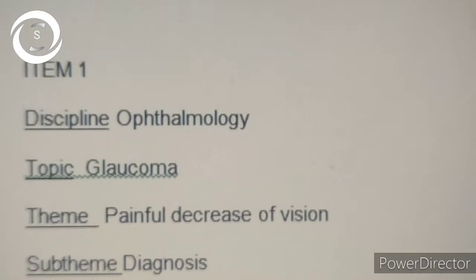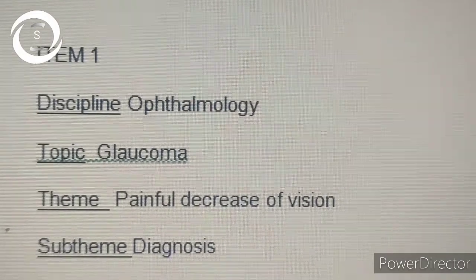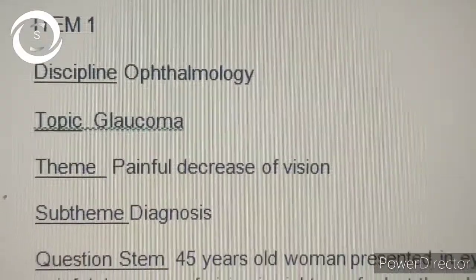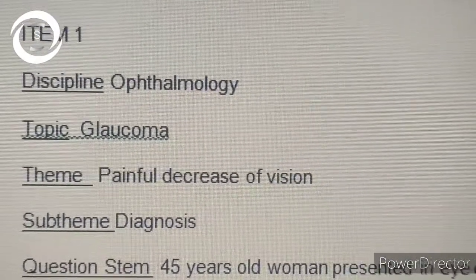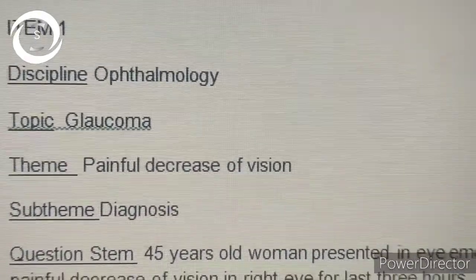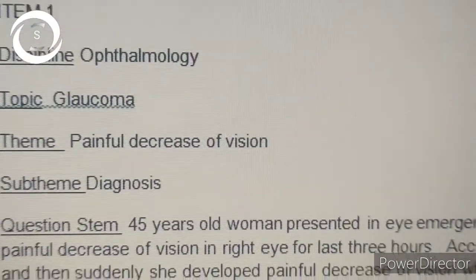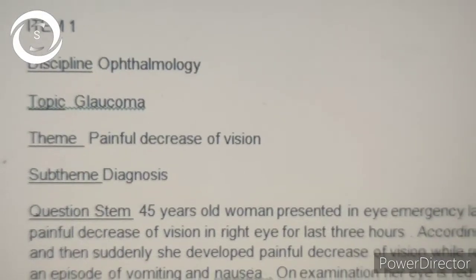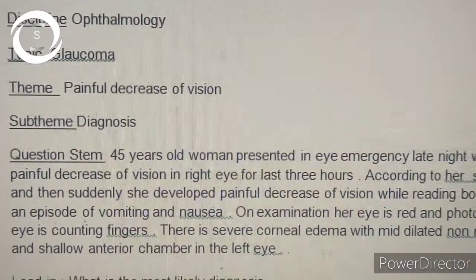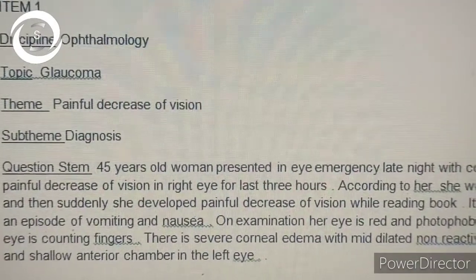Then comes the theme. Now theme is very important. Theme means the symptom of a patient, like decrease of vision. You can add pain, or you can just write in theme decrease of vision, or pain in the eye, or itching, or deviation of the eye. So any symptom is your theme in your specialty. Then the sub theme. Now sub theme means what you want to check. You want to check the diagnosis of the student, you want to ask about a specific investigation, any specific treatment option or complication of that.